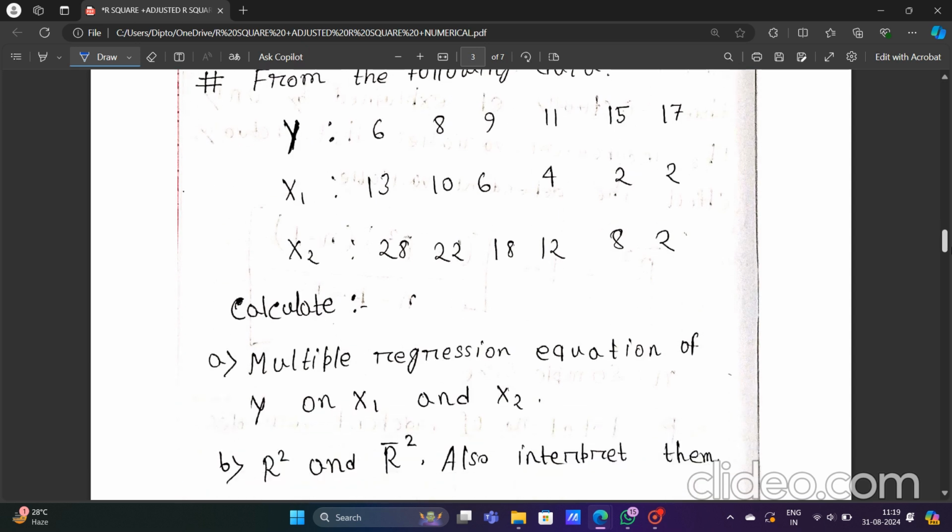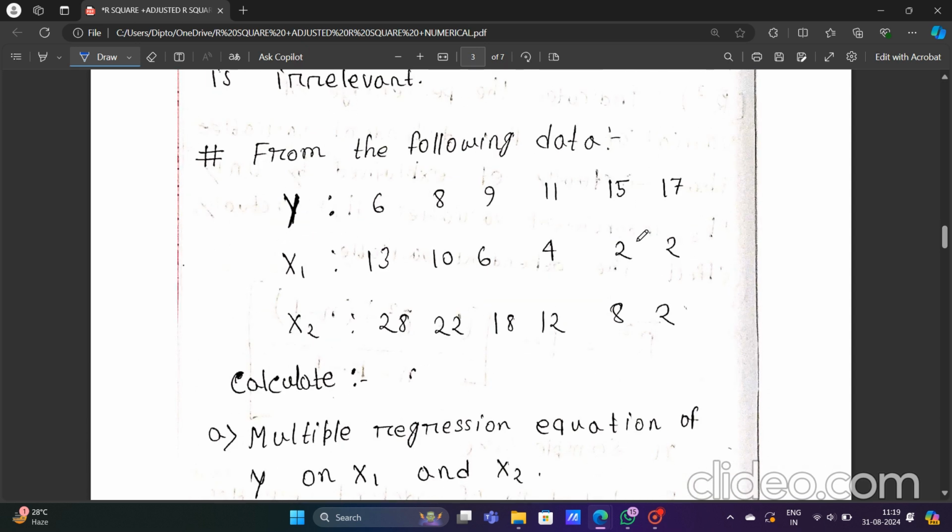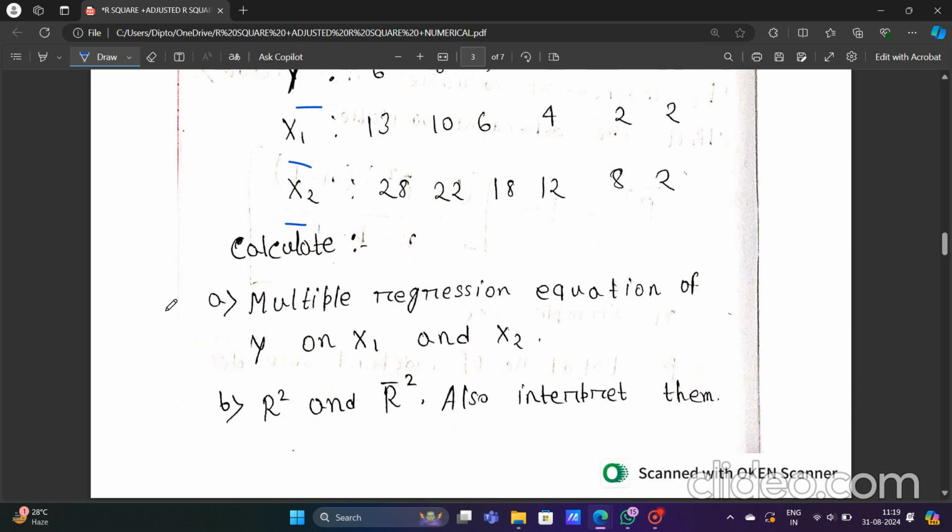Now if I have to calculate the adjusted r square, suppose we have some data given: the data of y, data of x1 and data of x2. There are two questions given here. First, the multiple regression equation of y on x1 and x2. That means we have to calculate y equals alpha plus beta x1 plus gamma x2. That is the equation that we have to calculate.